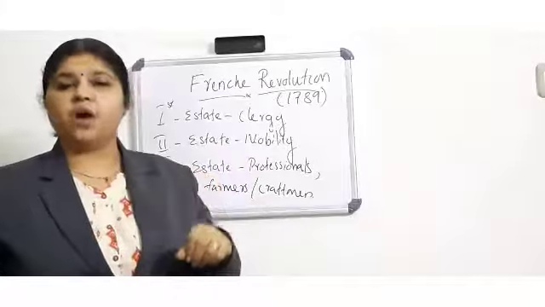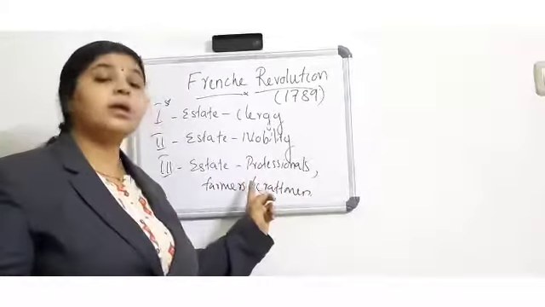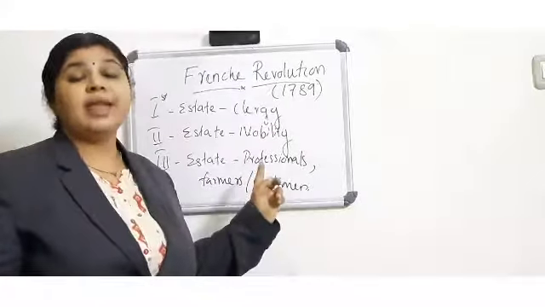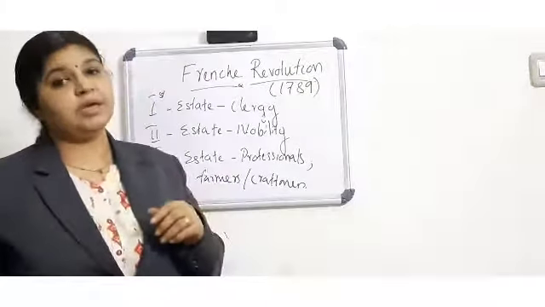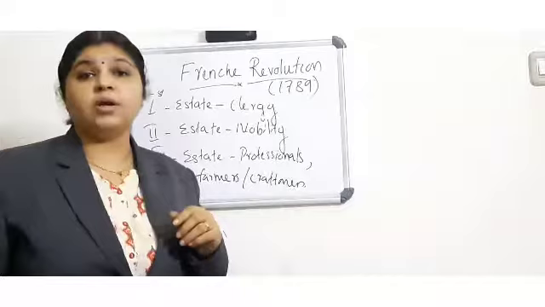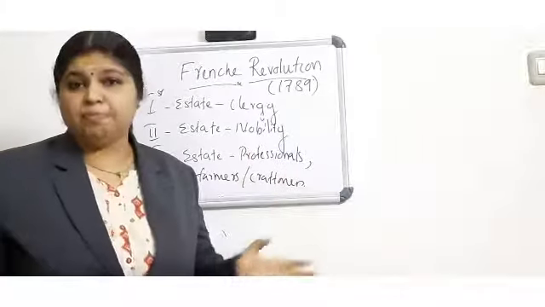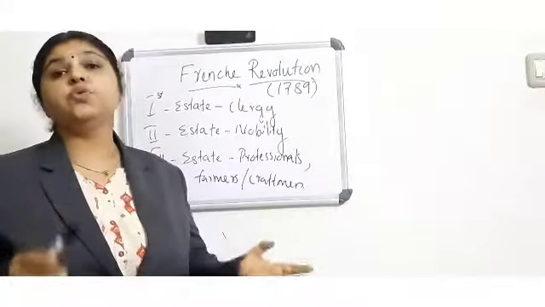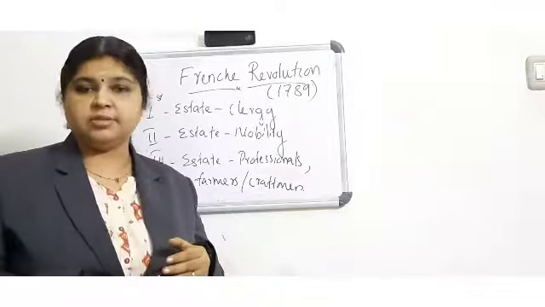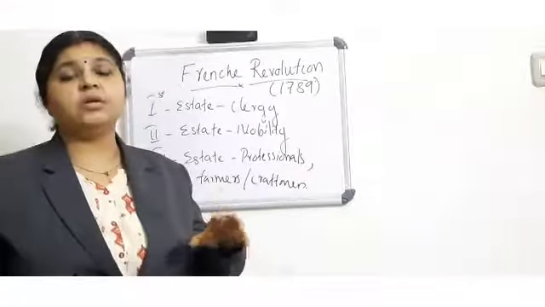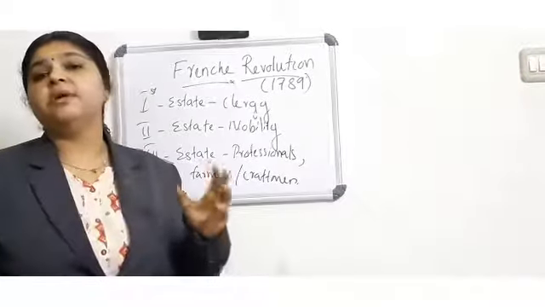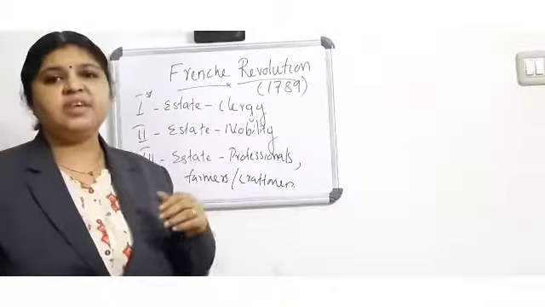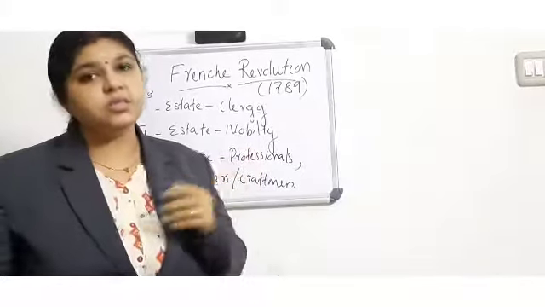During this time of conflict, the third estate declared themselves the National Assembly, and they assembled in a nearby tennis court, and they swore that they would not leave the place until they framed a new constitution for France. This incident is called the Tennis Court Oath. It is a major incident during the French Revolution, and it is a very important question, the Tennis Court Oath.